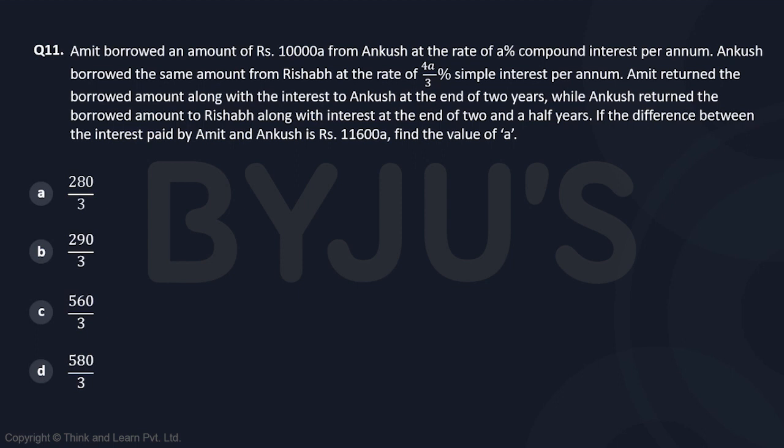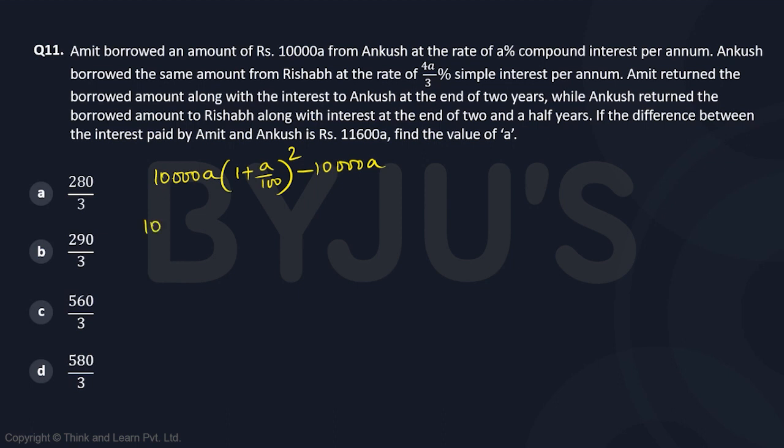Please follow carefully. So Amit borrowed an amount of rupees 10,000 A from Ankush at the rate of A% compound interest per annum. Amit returned the borrowed amount along with the interest to Ankush at the end of 2 years, while Ankush returned. So first, let me calculate the compound interest at the end of 2 years. So it is 10,000 A into (1 plus A by 100) whole square minus 10,000 A. This is the interest after 2 years.